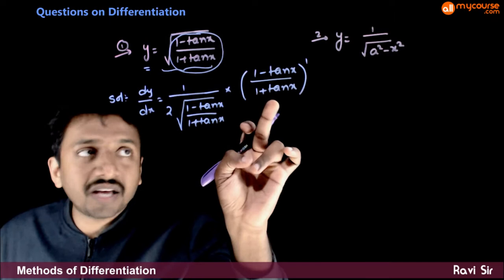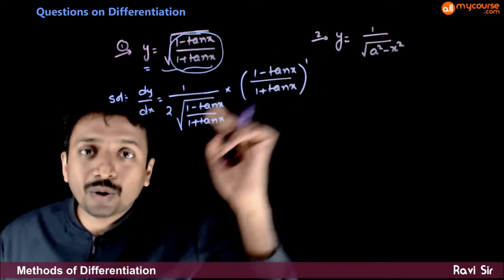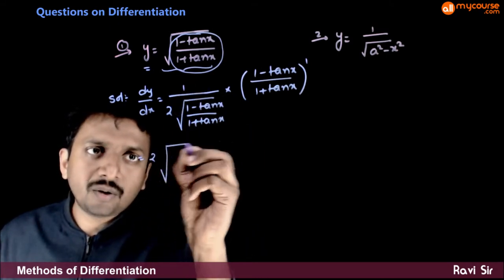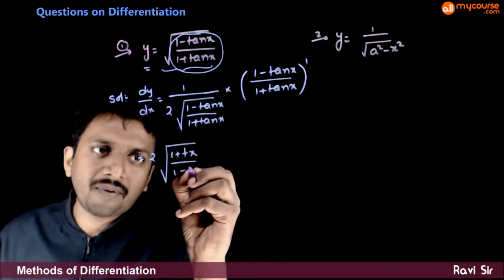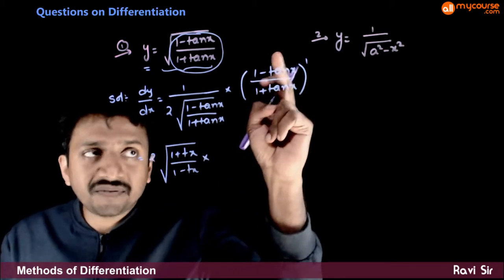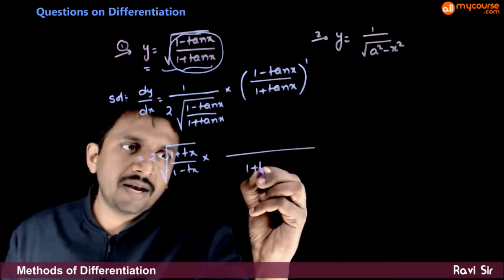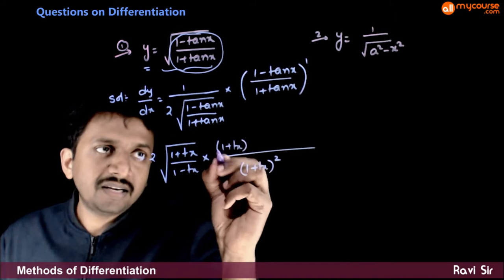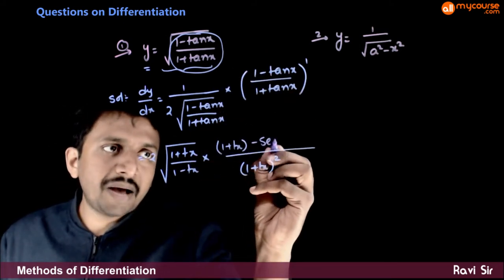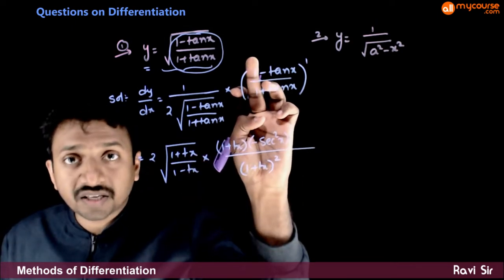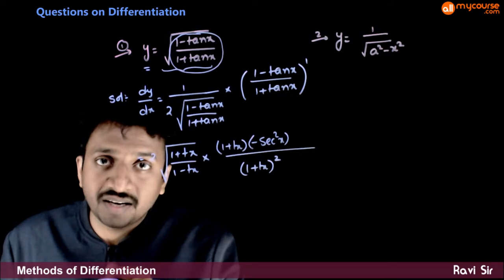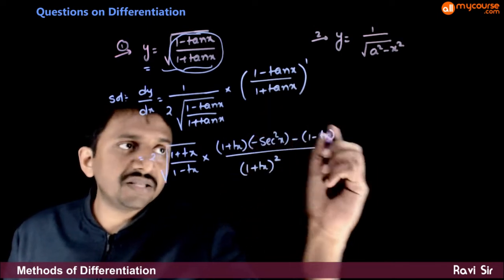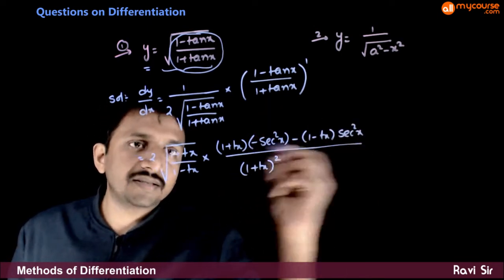Now this something's differentiation can be done using the quotient rule. So that is equal to, this root of 1 plus tan x goes up. So 2 times root of (1 plus tan x) by (1 minus tan x) times the differentiation of (1 minus tan x) by (1 plus tan x). So (1 plus tan x) whole square is v square. So 1 plus tan x times the differentiation of 1 minus tan x is minus secant square x, because 1's differentiation is 0, minus tan x's differentiation is minus secant square x, minus of v u dash minus u times differentiation of this, which is secant square x.